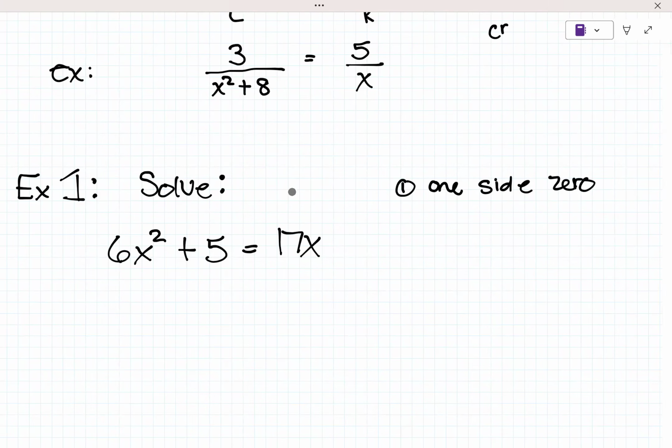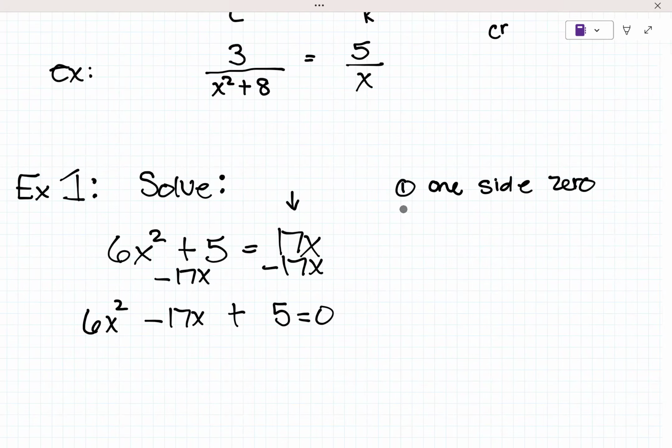So what I mean is, you see the 17x? I would best just move it to the left, right? So let's get that to the left by subtracting 17x from both sides. So now we have 6x squared minus 17x plus 5 equals 0. Okay, then what you want to do is factor. And then once you factor, you just solve. It's usually those three simple steps.